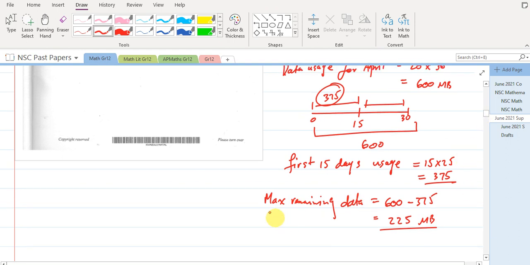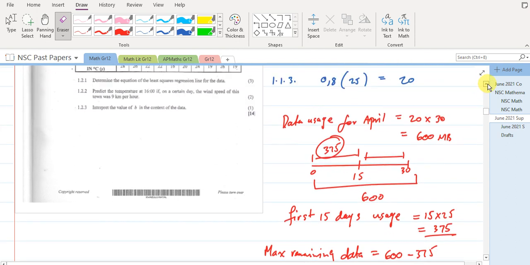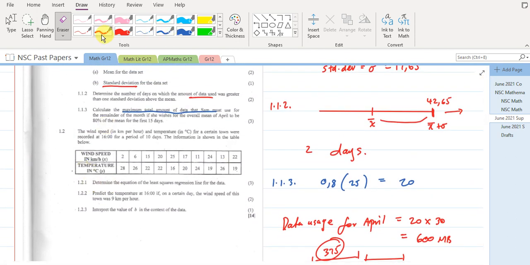Maximum remaining data to use in the last 15 days, right? So in other words, maximum remaining, it's fine, just see how the wording is. So correct answer should be 225. Let's take this over, redundancy, right? Let's look at 1.2.